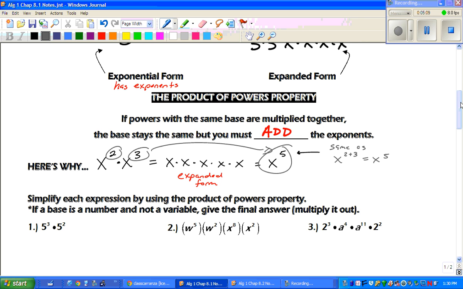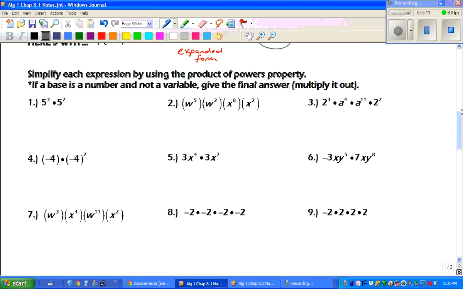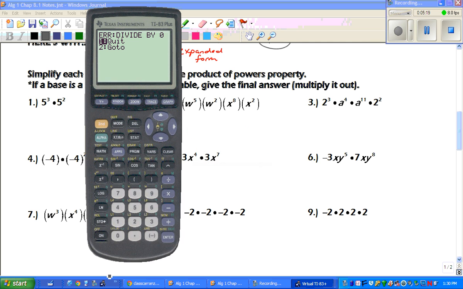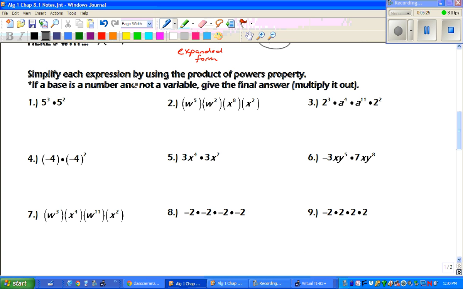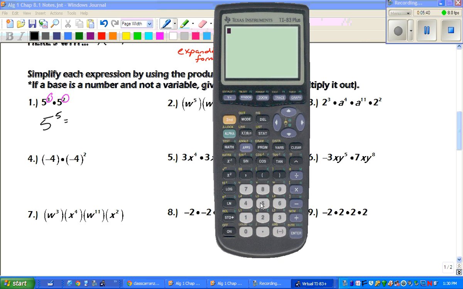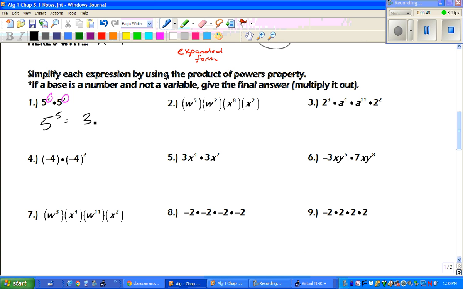Okay, so let's take a look at some of these examples. Now, some of them you will need to multiply them out. So if you have a calculator handy, that might be helpful. Okay, so 5 to the third times 5 squared. Okay, we have the same base. So we add the exponents, and that gives us 5 to the fifth. Okay, now on your calculator, you should go 5 to the fifth power. And that gives us an answer of 3,125.